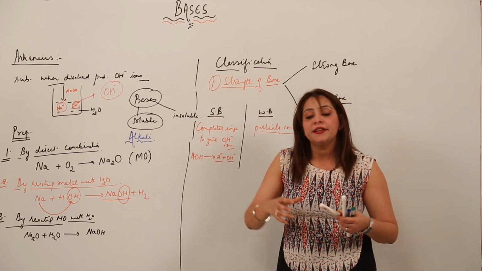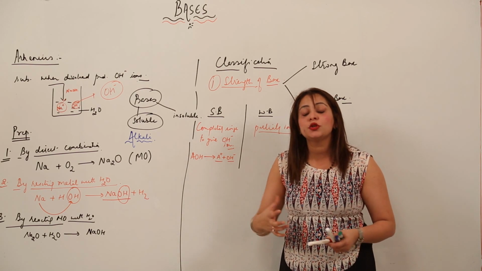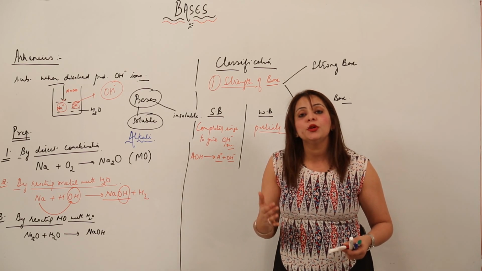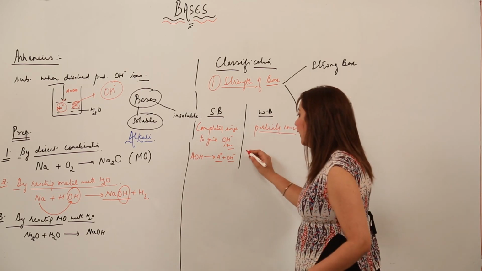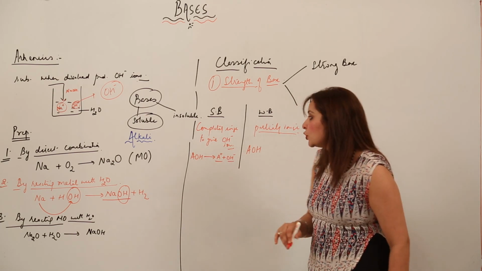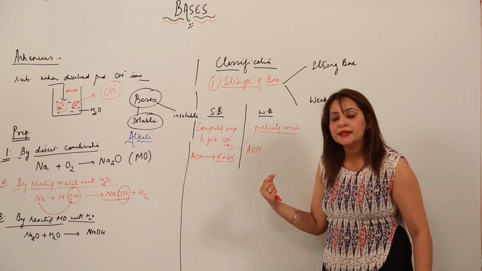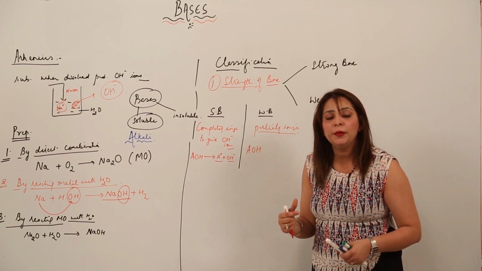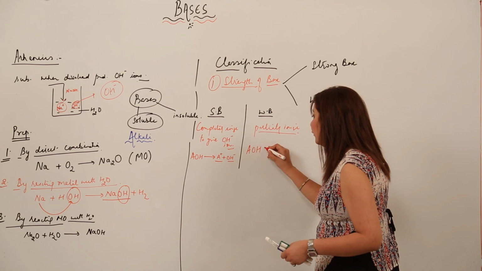That means it does break, but it doesn't break completely. It just partially dissociates to produce hydroxide ions. Suppose, again taking a general example, I have a base that is AOH. If I say that it acts as a weak base, then what kind of ions is it forming when it is dissolved in water? So what are we going to get?